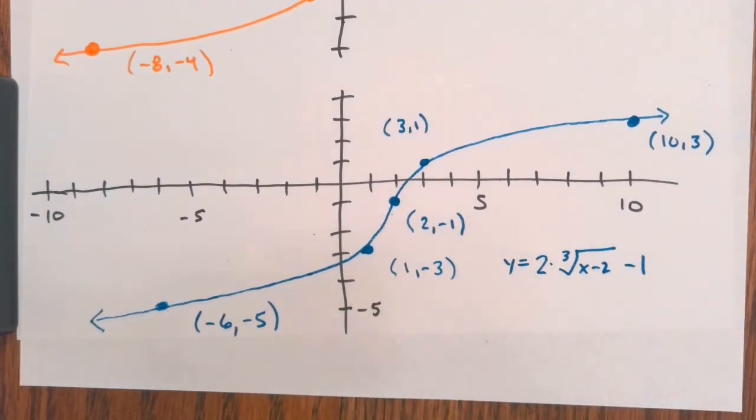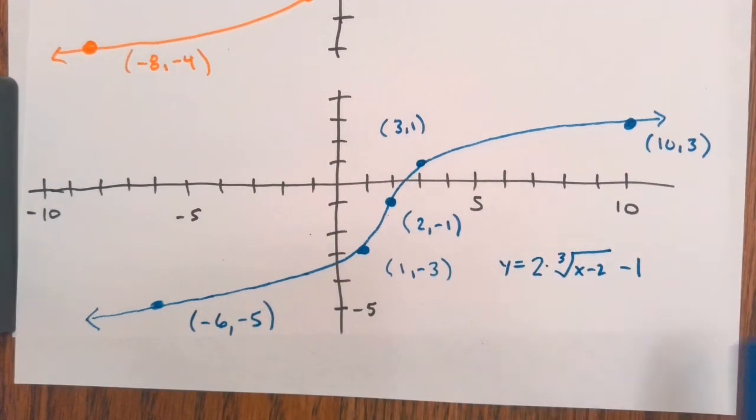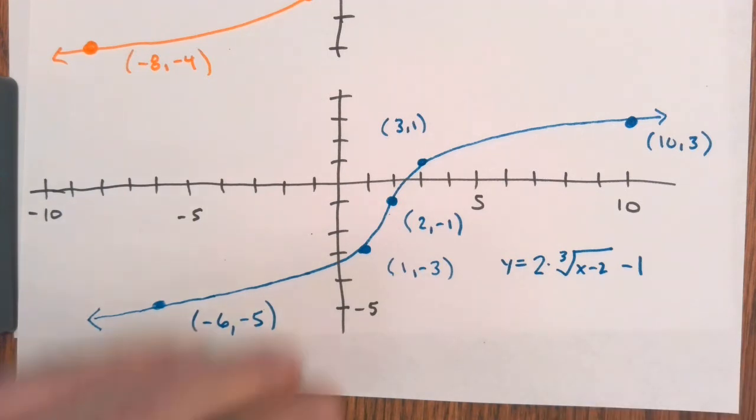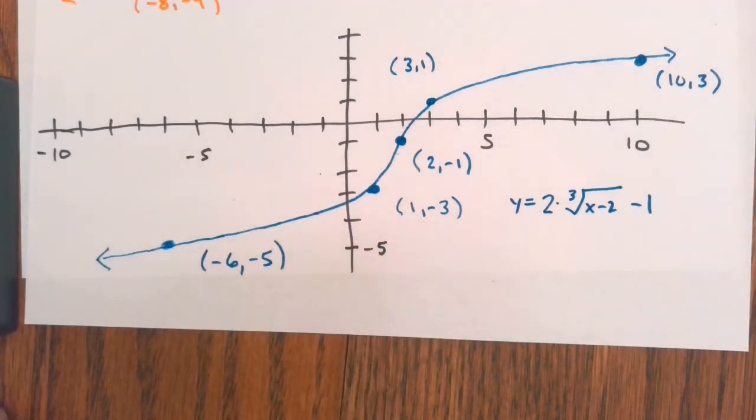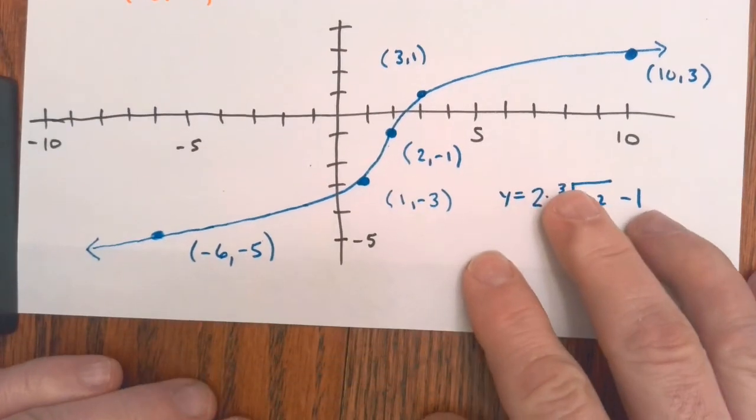So with a couple of transformations, we can come up with our graph. This graph is twice as steep as the parent function, and it's also been moved to the right 2 and down 1. The last thing that we need to do is take a look at this graph and come up with our domain and our range.